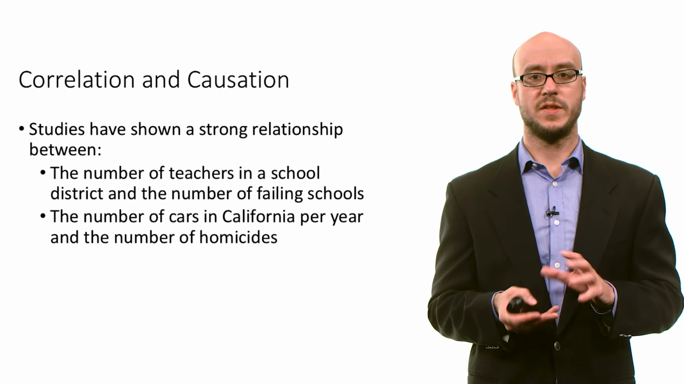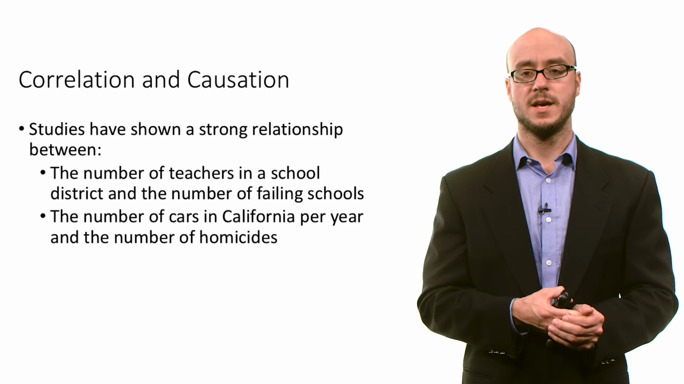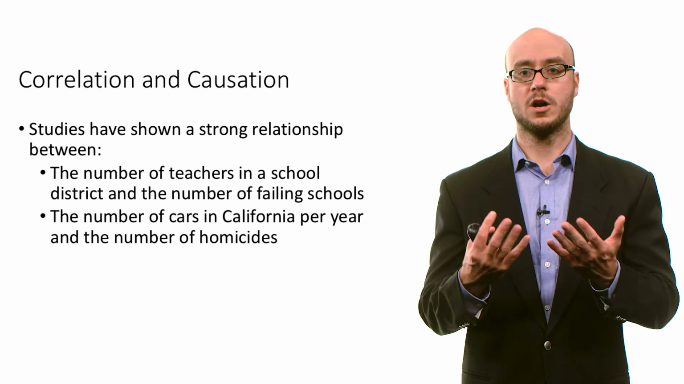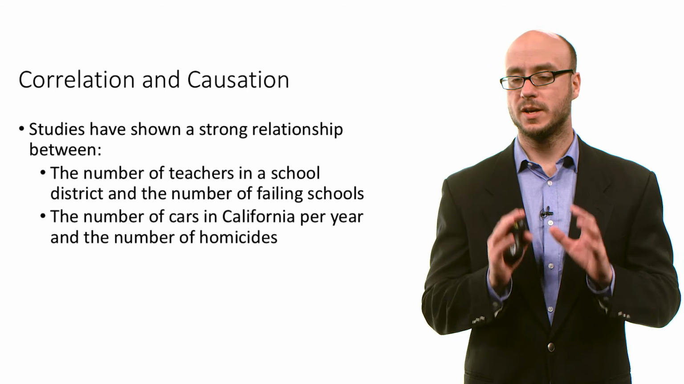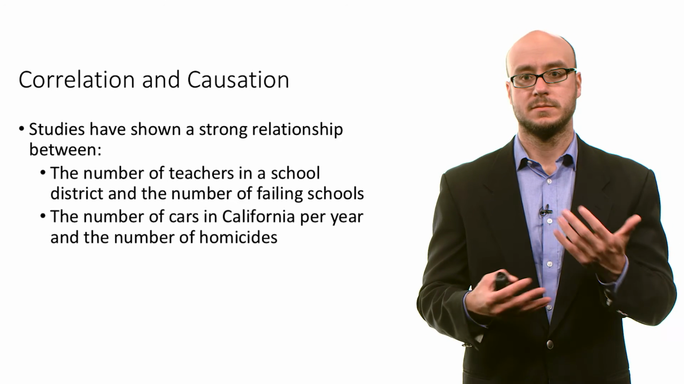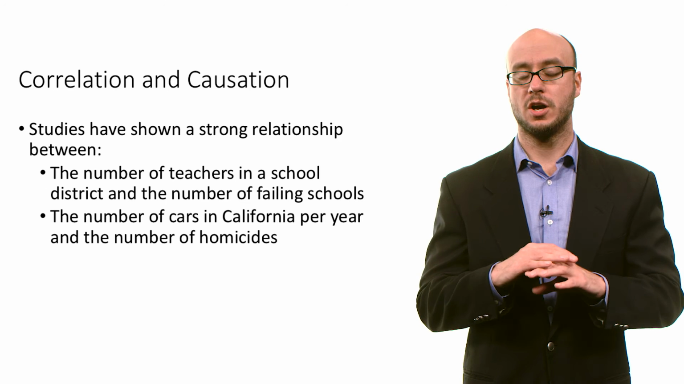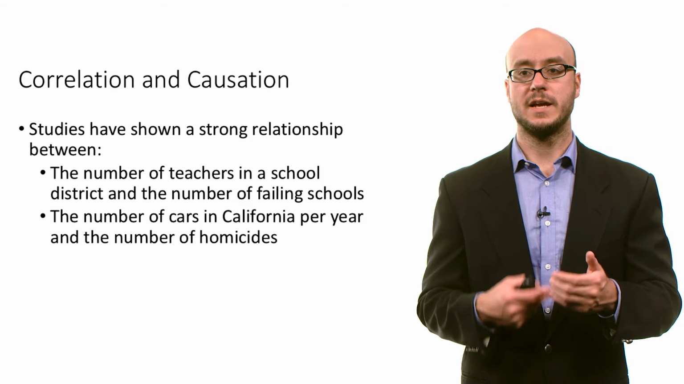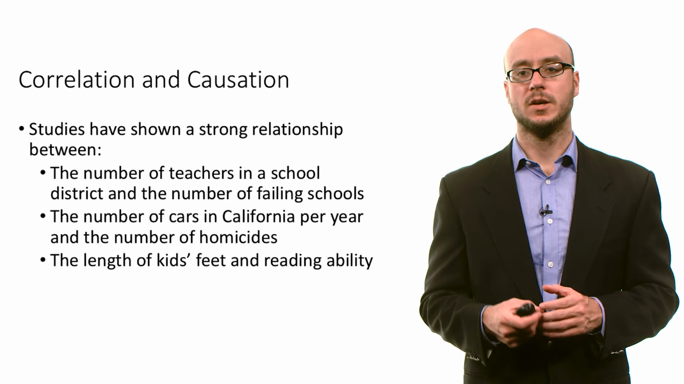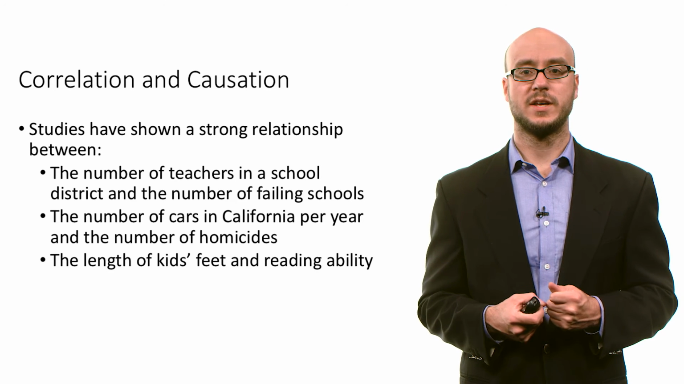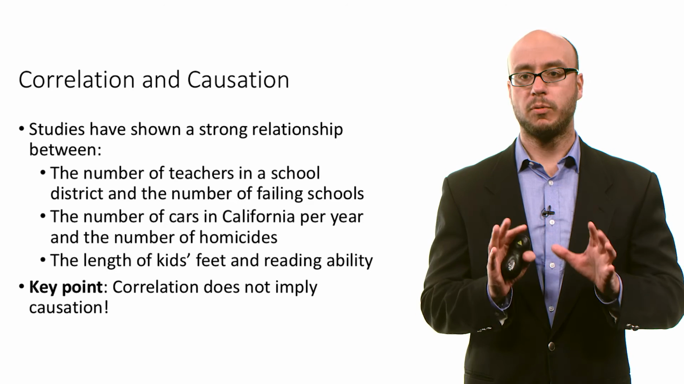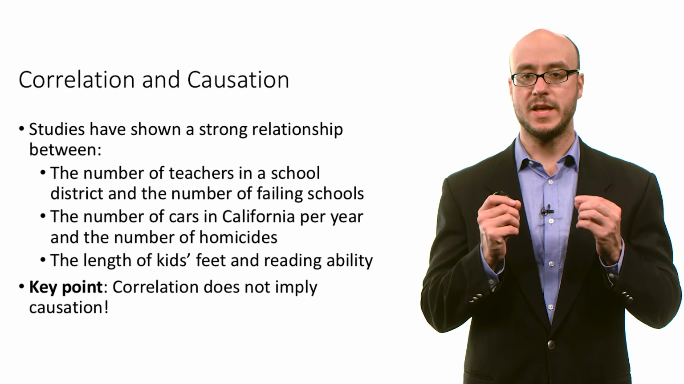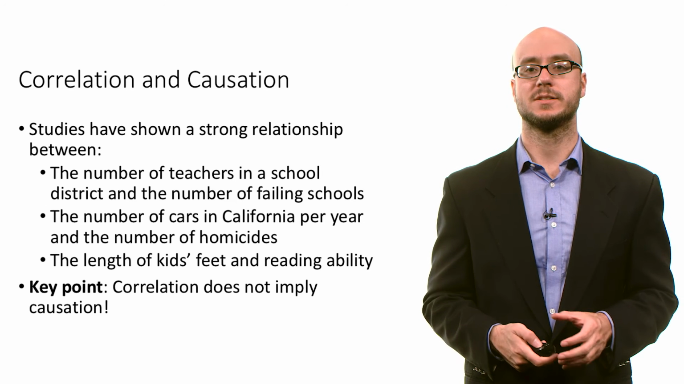Studies have also shown that the number of cars in California per year and the number of homicides are related, right? So more cars, more homicides, right? But you've got to be careful about that, because the causal direction could go any sorts of ways. You could also have a lurking variable that is actually in the pattern of data. We also have a correlation between the length of kids' feet and reading ability. The main point is that correlation and similarly covariance, they do not imply or suggest causation.